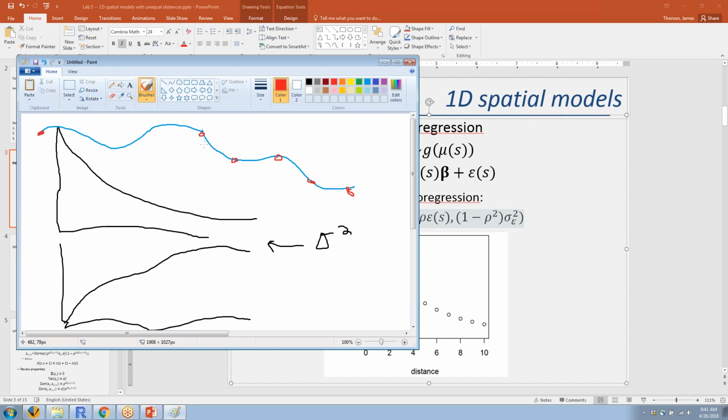Is the marginal variance the same thing as the sill? Yeah, in this case, it's the sill. Okay.